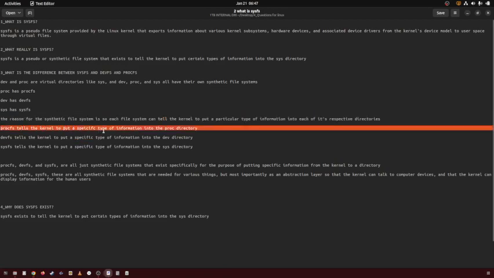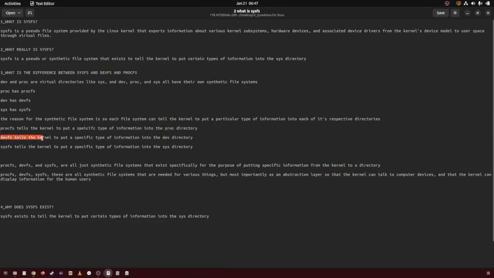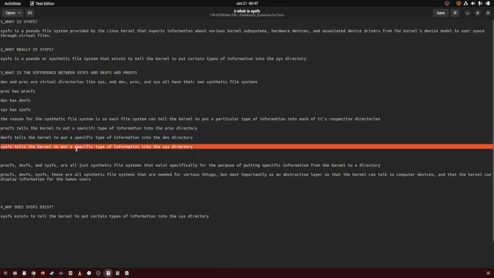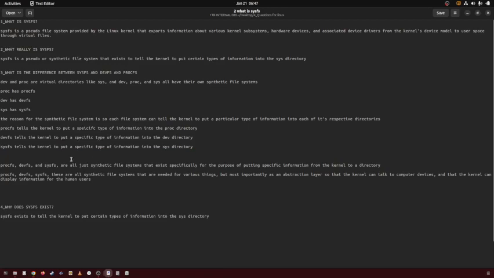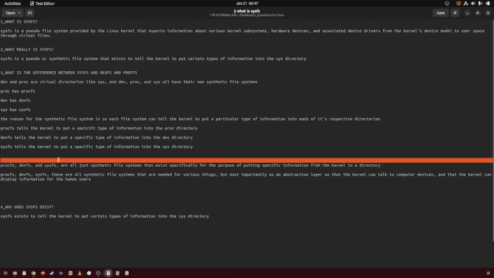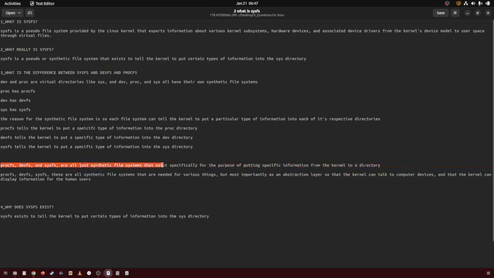Procfs will tell the kernel to put specific type of information into the proc directory. Devfs tells the kernel to put a specific type of information into the dev directory. Sysfs tells the kernel to put a specific type of information into the sys directory. Proc, devfs, and sysfs are all just synthetic file systems that exist specifically for the purpose of putting specific information from the kernel into a directory.